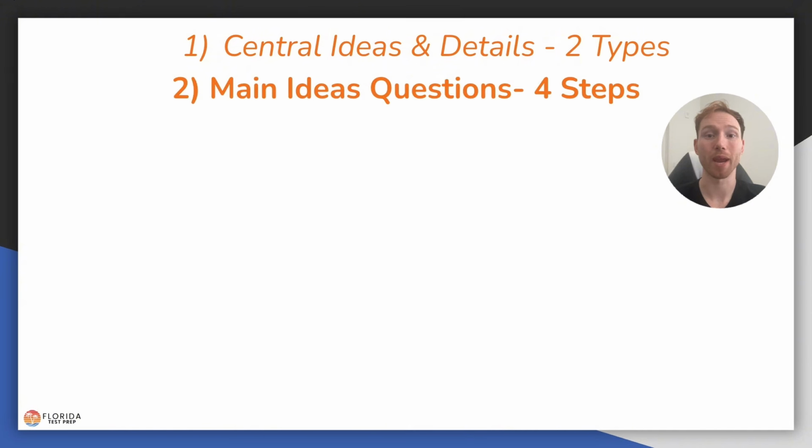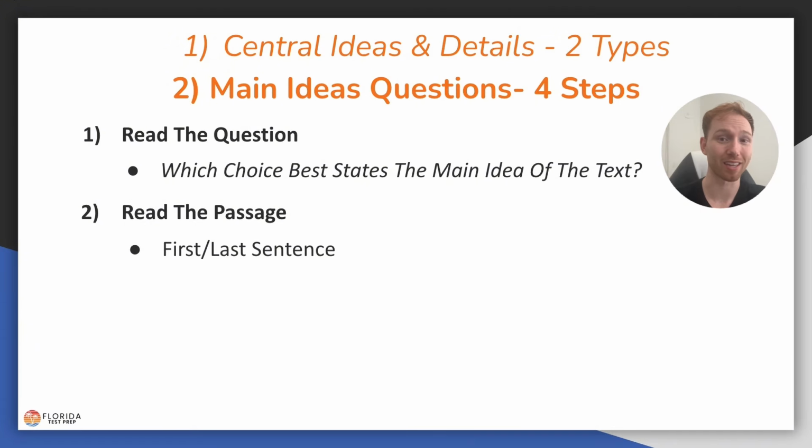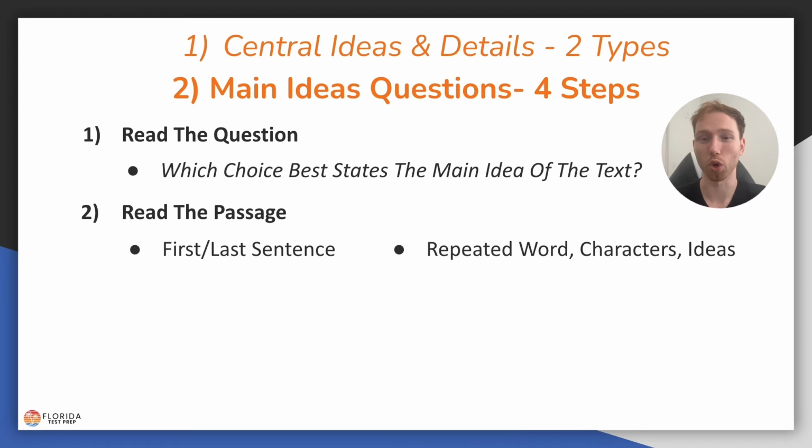The second type are main idea questions. First, you want to read the question. It's always going to ask you which choice best states the main idea of the text. Then you want to read the passage. When you read the passage, for science passages, the main idea might be stated in the first or last sentence. But for poetry and literary passages, you're going to look out for the repeated words, characters, or ideas throughout the text. Then you want to predict your answer.